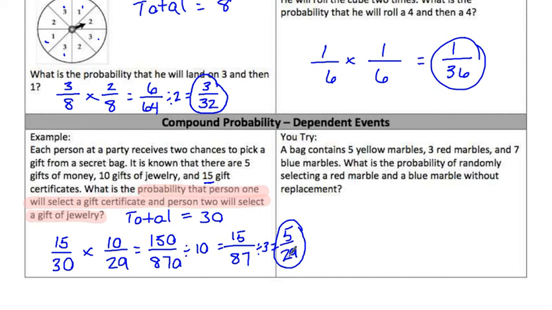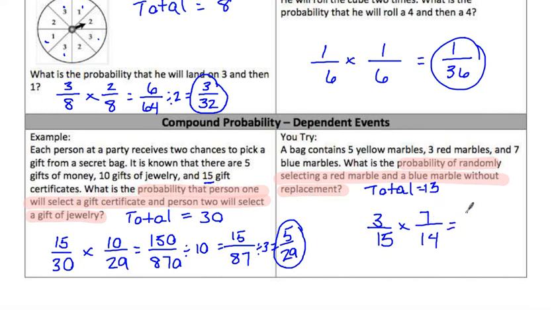So go ahead, you do the next one. So we have 5 yellow, 3 red, and 7 blue. Probability of randomly selecting a red marble and then a blue without replacement. So I'm not putting it back. There are 2 things happening, and I'm not putting it back. Total, there's 15. So there's 15 the first time I pick, but then I don't put it back, so it drops to 14. And it wants to know the probability of randomly selecting a red the first time, which is 3, and a blue the second time, which is 7.